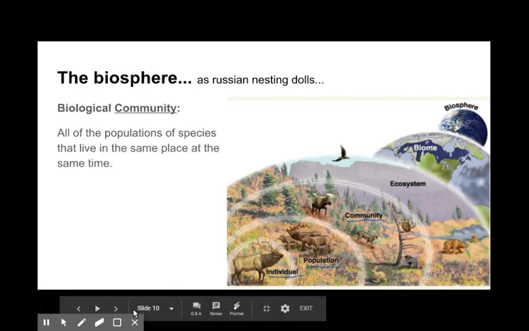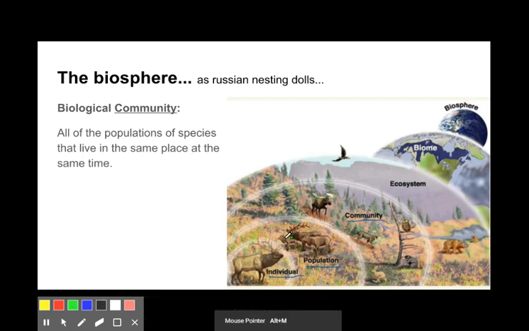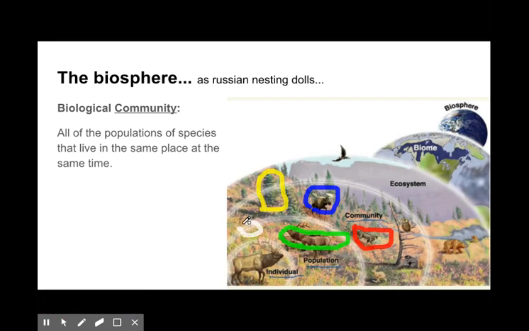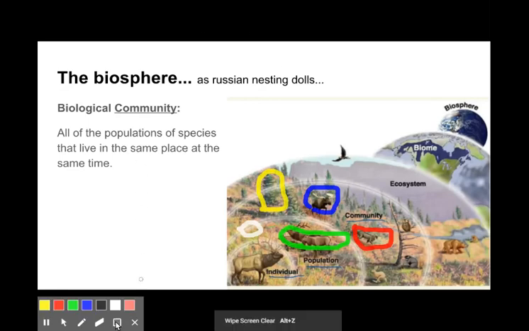The community. Alright, so communities are different groups of populations. So we've got our caribou, we've got our actual moose, we've got our wolves, and we've got our pine trees, and we've got our grasses. All these different things that are alive, all these multiple populations make up a community. So again, a recap. One individual is an individual. Many individuals is a population. Many populations is a community.